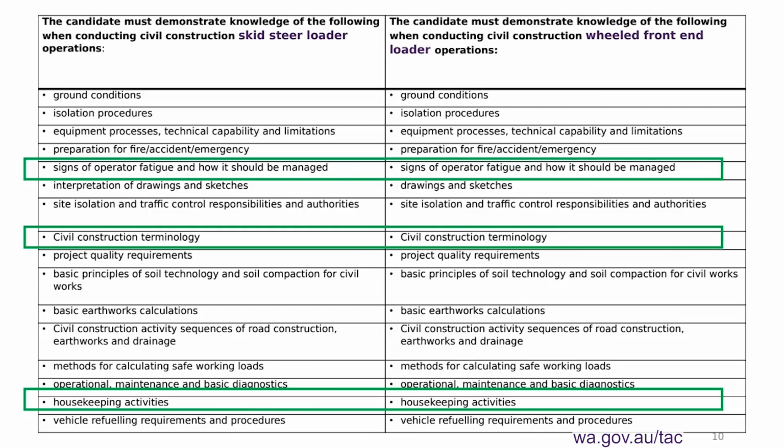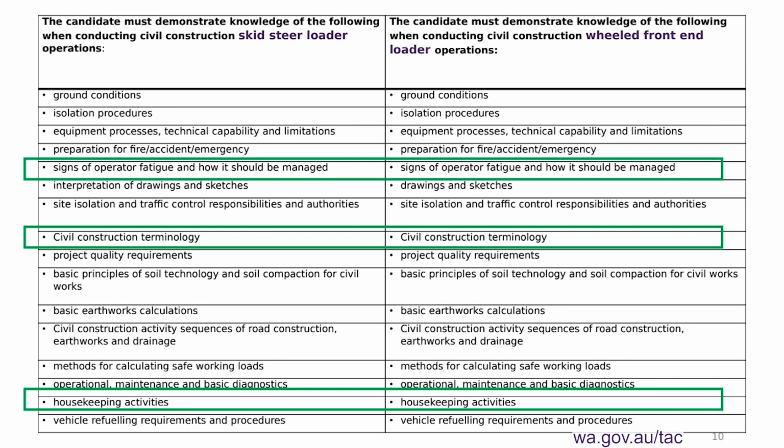This is another example that has come out of the RII training package, and this is for 2 units of competency for machines that you might operate in that sector. One of them is a skid steer loader, and one of them is a wheeled front end loader. Now, when you have a look at the knowledge evidence, you can see that the words that are being used in the knowledge evidence are identical. So on the surface, it looks like the degree of overlap between these units is really substantial.